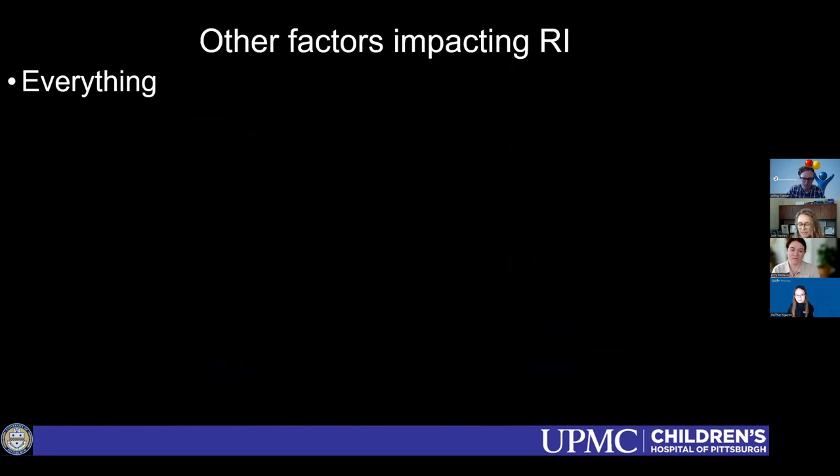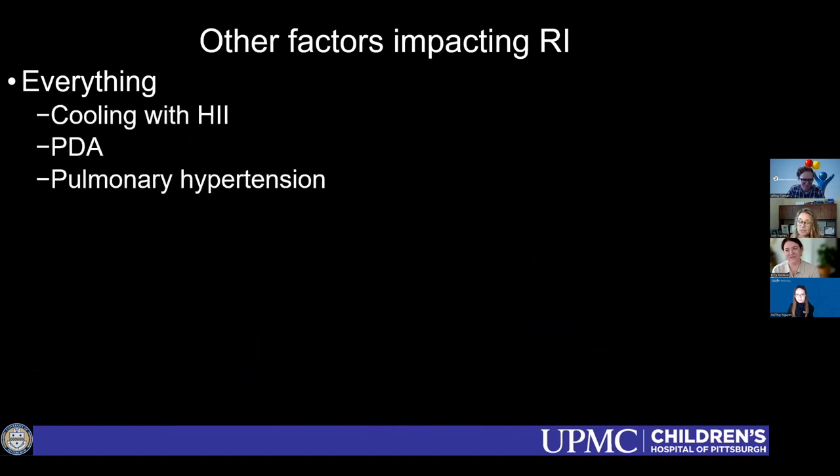So a lot of things can impact the resistive index. I say everything, I'm being a little bit snarky, but cooling with suspected hypoxic ischemic injury will alter the anterior cerebral waveforms. PDA will give you diastolic reversal. So supposedly with hypoxic ischemic injury, if you have reversal of diastolic flow, that's like impending brain death. But you can have that also with the patent ductus arteriosus, which we don't always have that history available at the time of imaging.